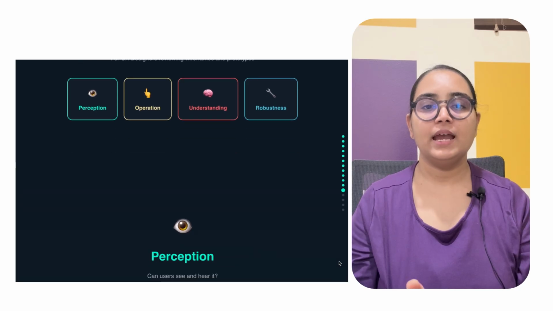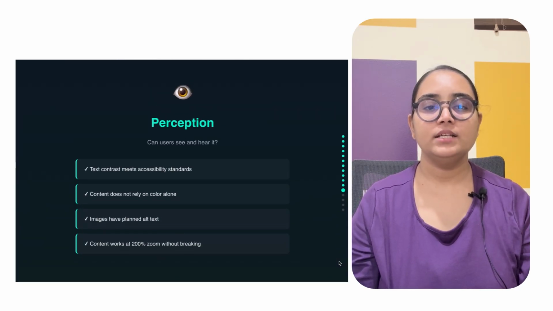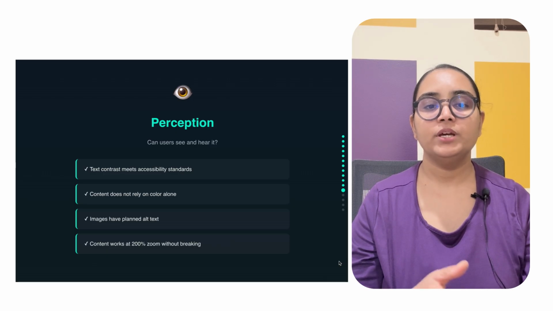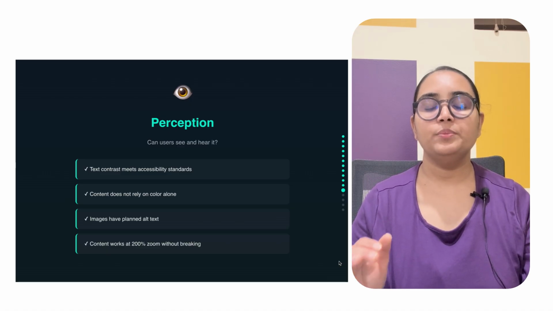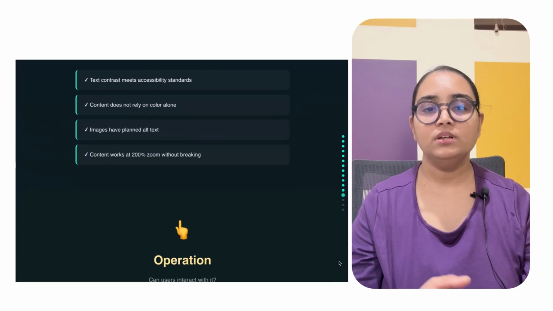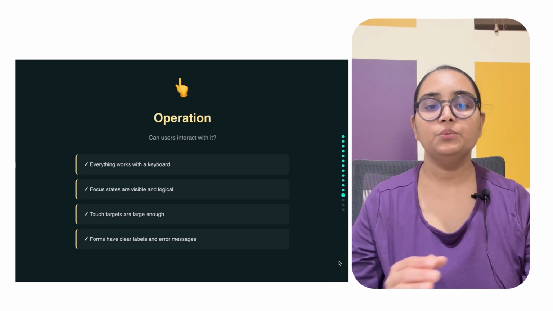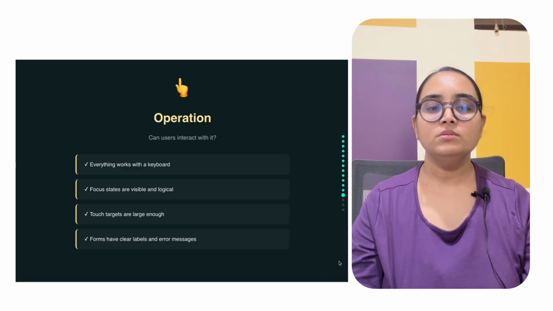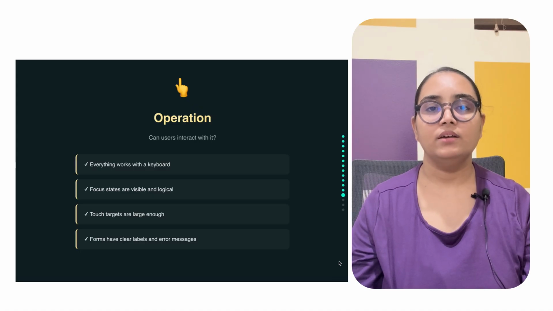Can users see and hear it? Text contrast meets accessibility standards. Content does not rely on color alone. Images have planned alt text. Content works at 200% zoom without breaking. Can users interact with it? Everything works with a keyboard. Focus states are visible and logical. Touch targets are large enough. Forms have clear labels and error messages.